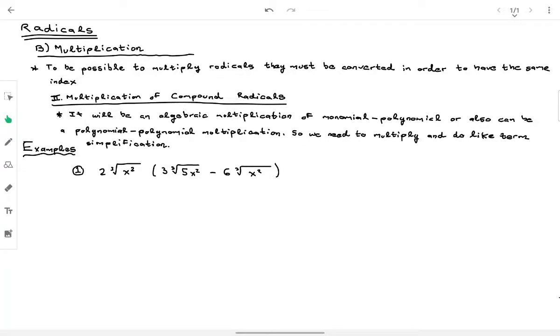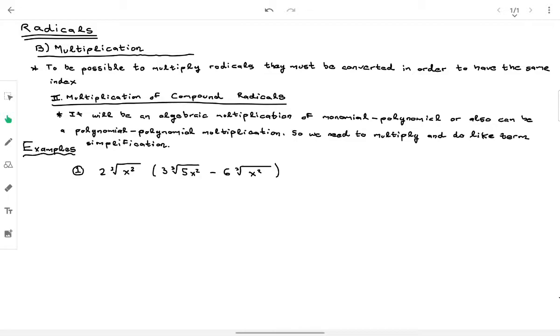So today we will continue with the multiplication of radicals. Remember, it's possible to multiply radicals with different index, but today we are continuing with those that have the same index. Next video it will be for having different index. In this case, we will see the multiplication of compound radicals.